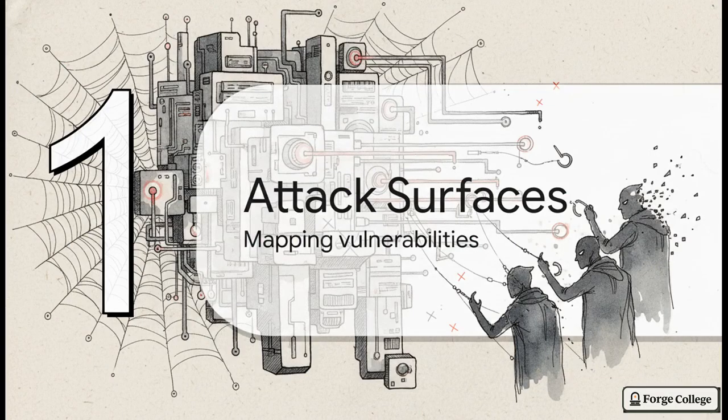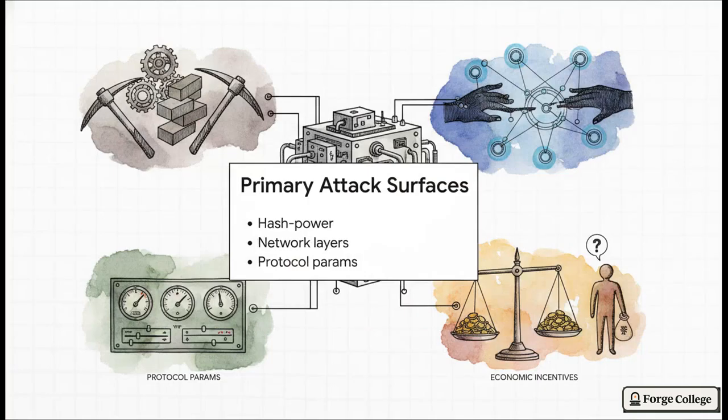Phase 1. Attack surfaces. Mapping vulnerabilities. Look, if you've drafted a seemingly impenetrable machine, your absolute first job as an engineer is to figure out exactly where a hypothetical villain could break it, right? So in Nakamoto Consensus, an adversary could try to compromise the machine in 4 primary places.